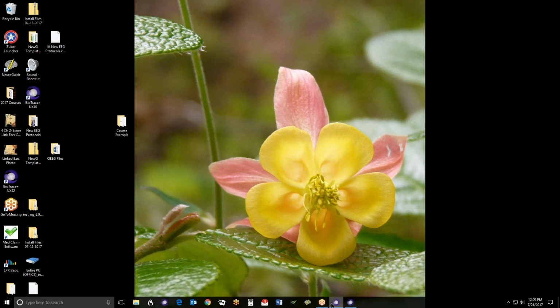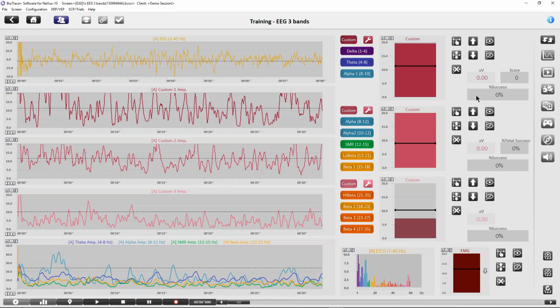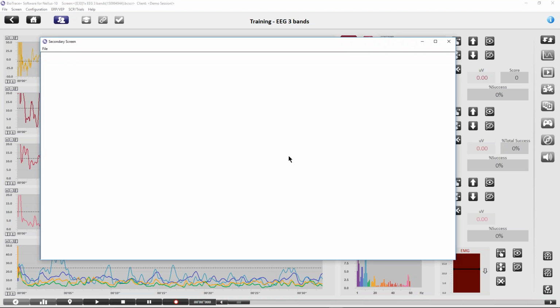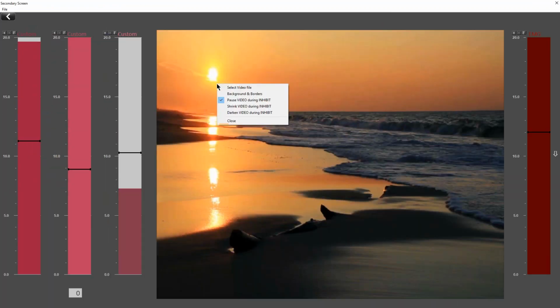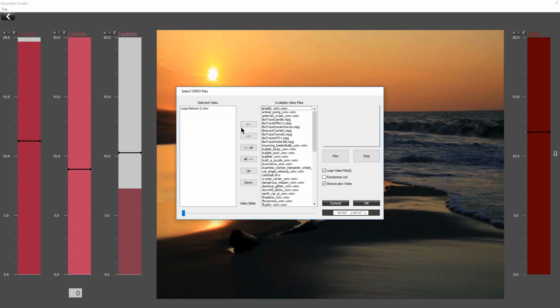And so in the BioTrace window that has the video, for example, this image, I can select a video file by right-clicking in the image, or I can press the V key to get the video file list, and then I can go to the one that I just put in there, wherever it might be, and I can choose that, put it in my selected video list.